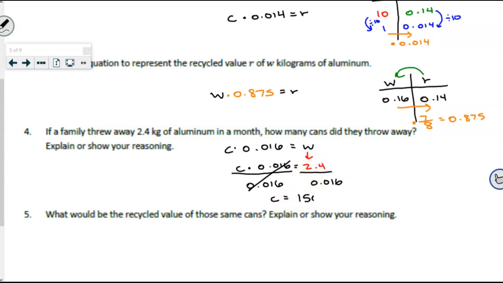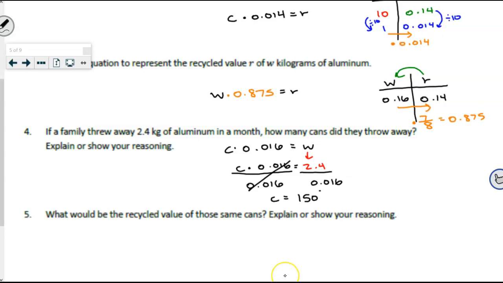It is 150. 2.4. Guys, you need to know how to do this, so don't rely on everyone else to do the work for you. What you should have done in your calculators is 2.4 divided by 0.016. It doesn't take you very long. Type it in yourself, and you can confirm that Joshua got the correct answer. That's Math Practice 3. Construct your own viable argument so you can critique the reasoning of others. The number of cans is 150.